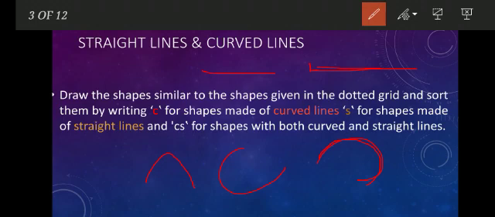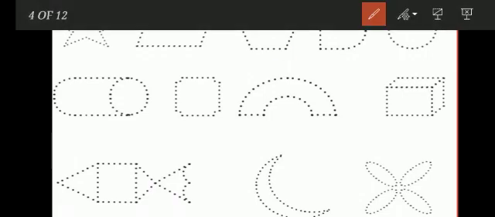Here, draw the shapes similar to the shapes given in the dotted grid and sort them by writing C for shapes made of curved lines, S for shapes made of straight lines, and CS for shapes with both curved and straight lines. They give us some shapes. See, here they have given some shapes. First you draw the shapes on the dotted lines. See, here I draw, for example, like this.